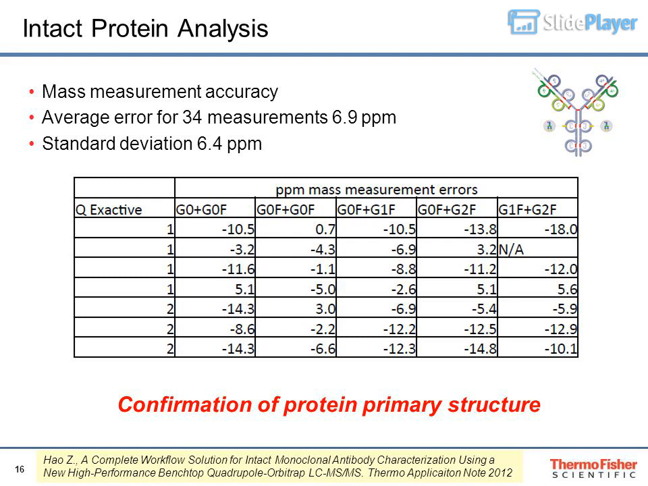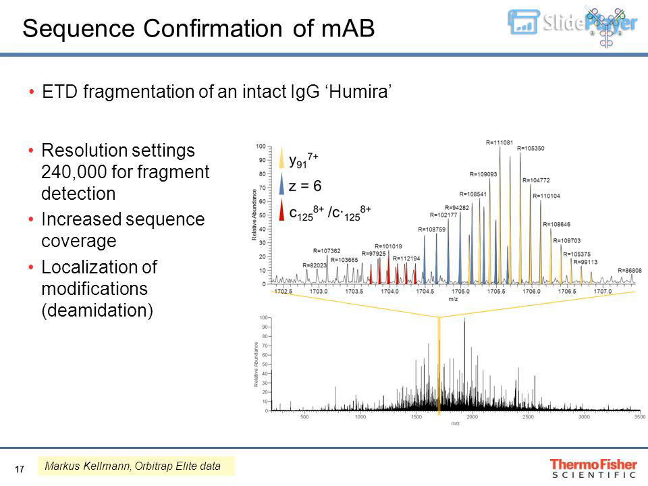A complete workflow solution for intact monoclonal antibody characterization using a new high-performance benchtop quadrupole Orbitrap LC-MS/MS, Thermo application note 2012. Sequence confirmation of MAB. ETD fragmentation of intact Humira. Resolution settings 240,000 for fragment detection. Increased sequence coverage. Localization of modifications, deamidation. Not identified, possibly an internal fragment ion. Even 240,000 might not be enough for resolving this complex MS/MS spectrum.